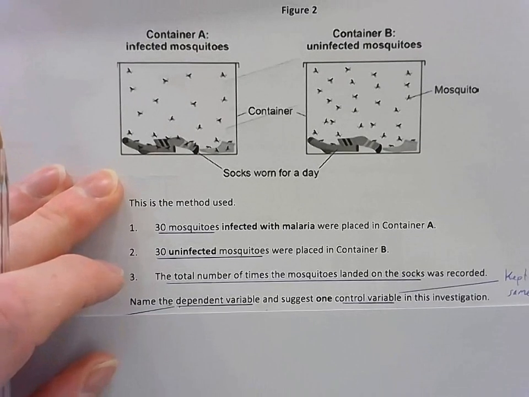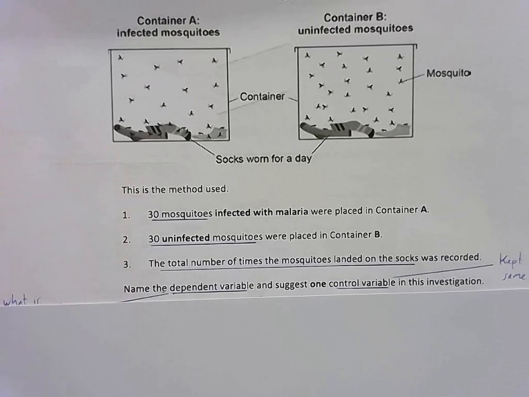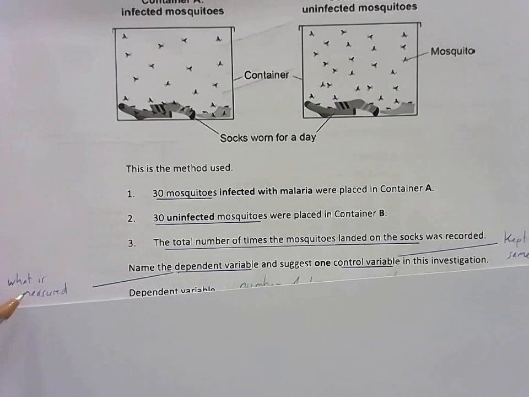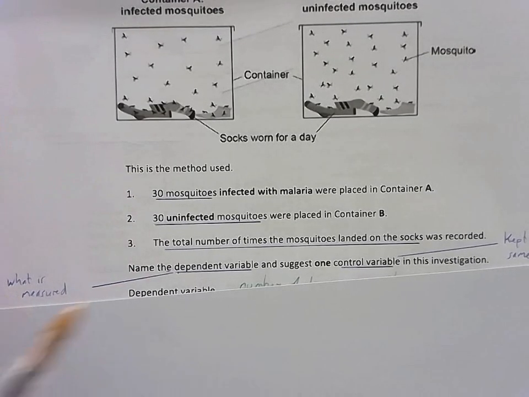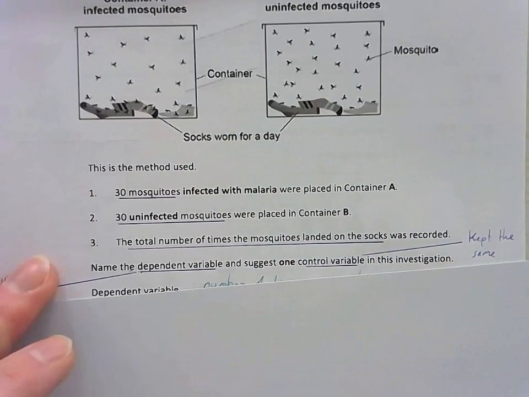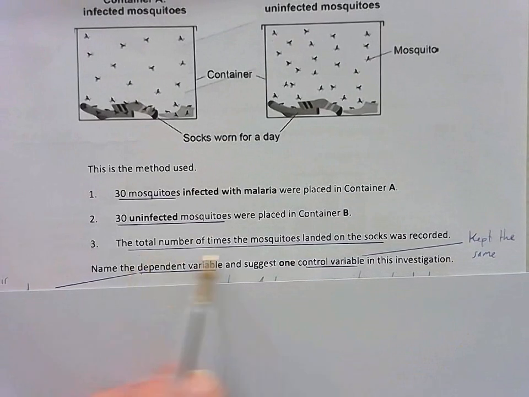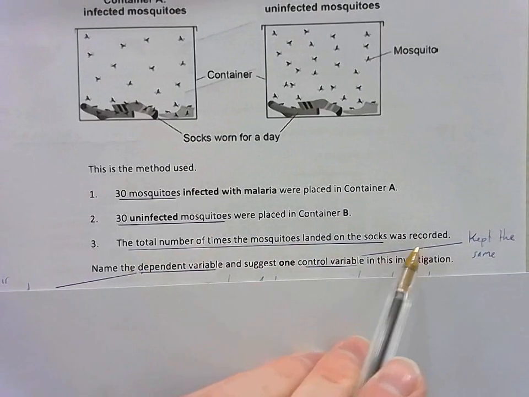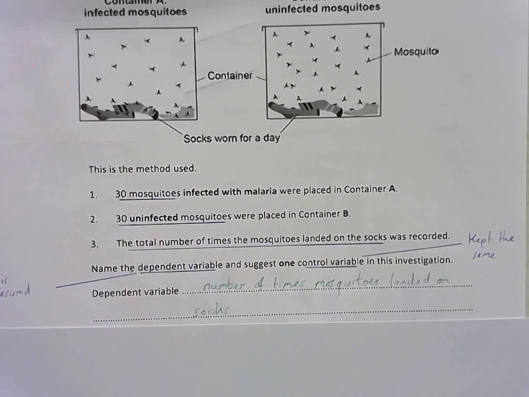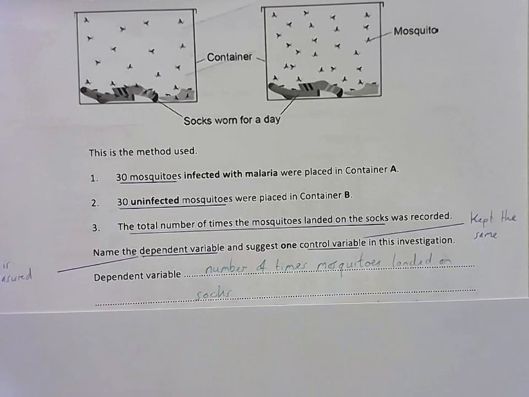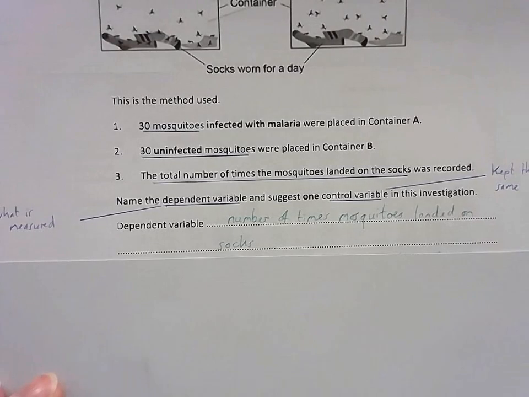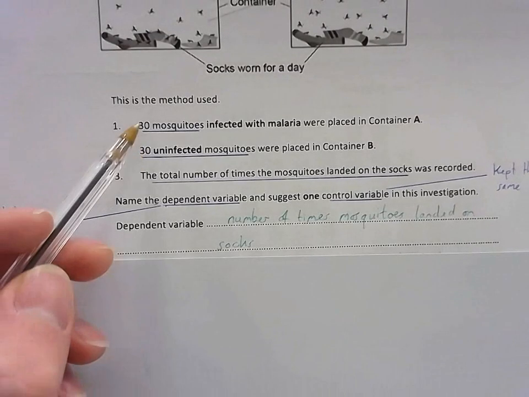Okay, so we have to name the dependent variable and suggest one control variable. Now, remember, a dependent variable is something that is measured in a practical, and a control variable is something that is kept the same in a practical. Now, in this practical, we're told in step 3, they're measuring the total number of times the mosquitoes landed on the socks. So that's what we've got for the dependent variable, number of times mosquitoes landed on the socks.